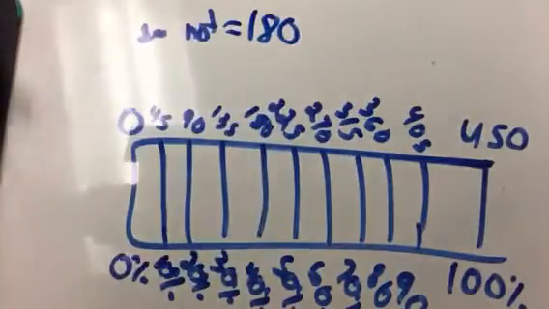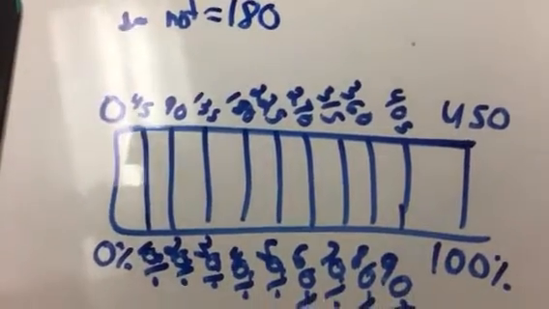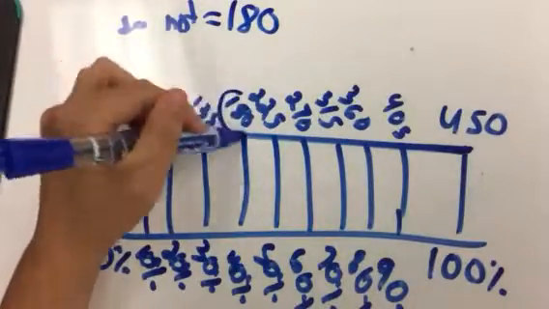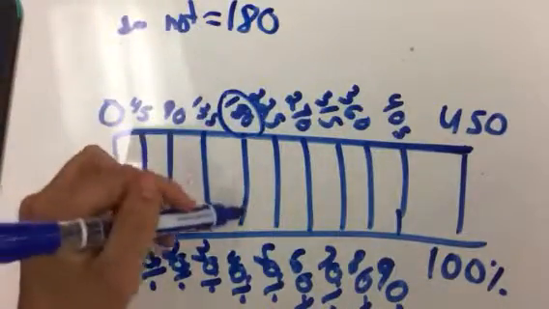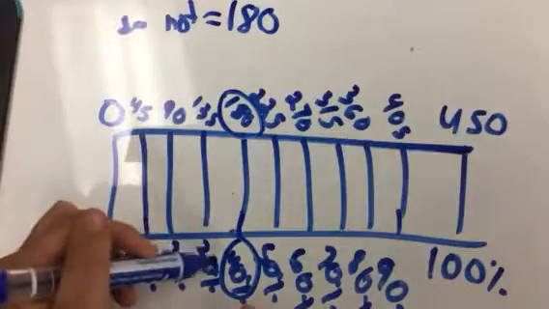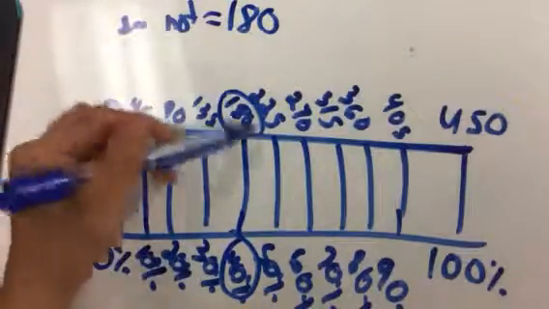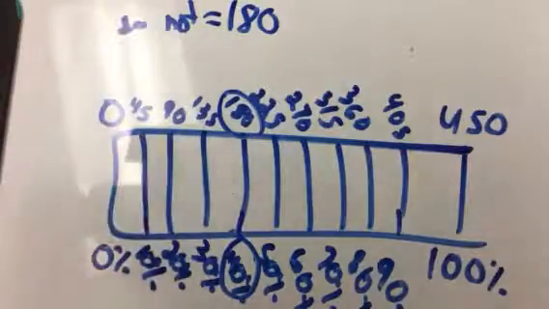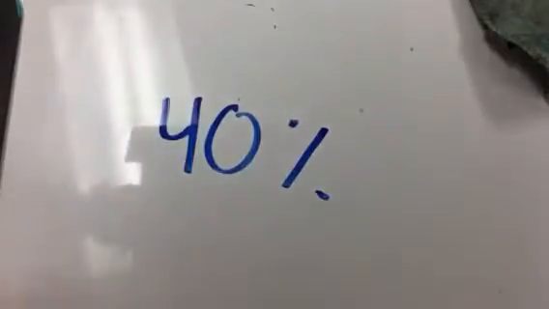180 kids. So what I'm going to do is follow my total all the way to 180 and just follow it down until I get 40%. That's how I know 40% of my students do not have phones. So the answer to number 1, either way, should have been 40%.